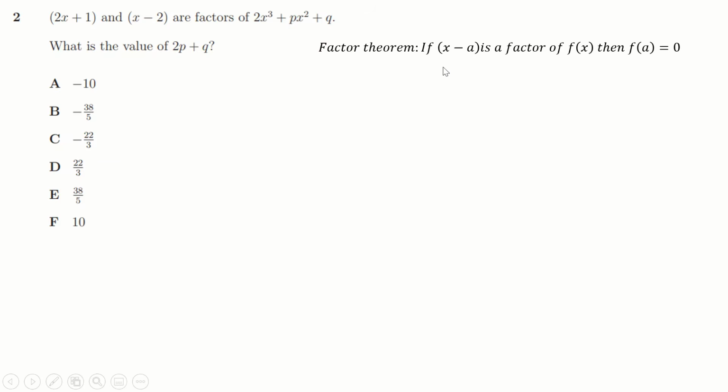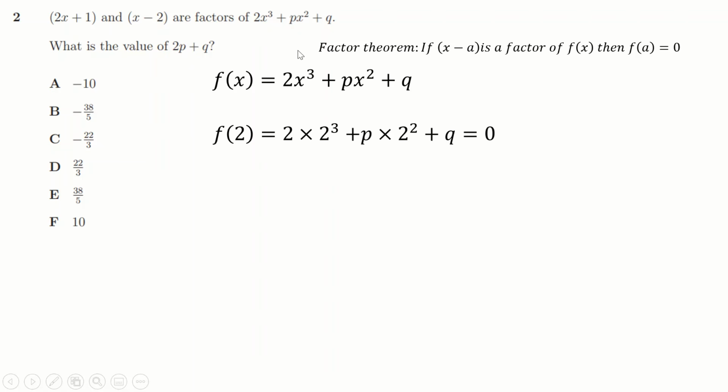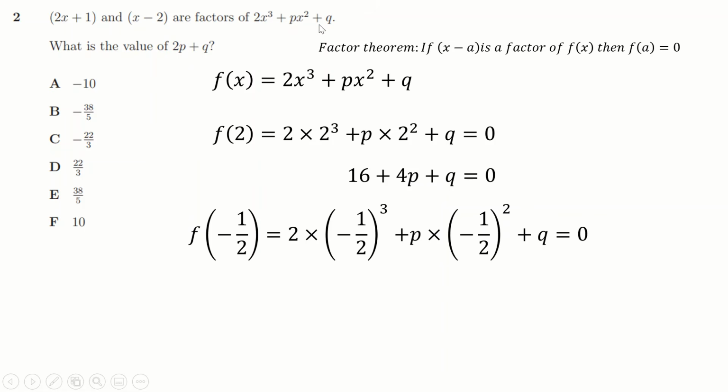Anyway, it's just factor theorem. If x minus a is a factor, so if this is a factor of that, then f of a, in this case 2, is 0. So f of 2 is 0. If you put a 2 into here, you get 0 to give you this thing. This is a little bit more complicated, but essentially to modify this, you're just saying, well, what number do I need to put into here to make this 0? And that's going to be minus a half, right? So f of minus a half, putting into here, is also 0.